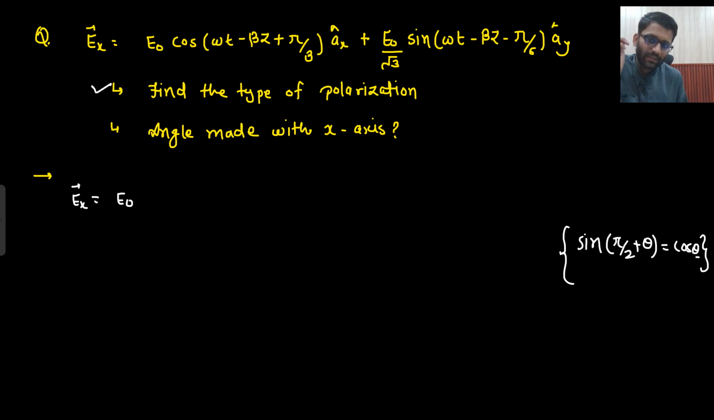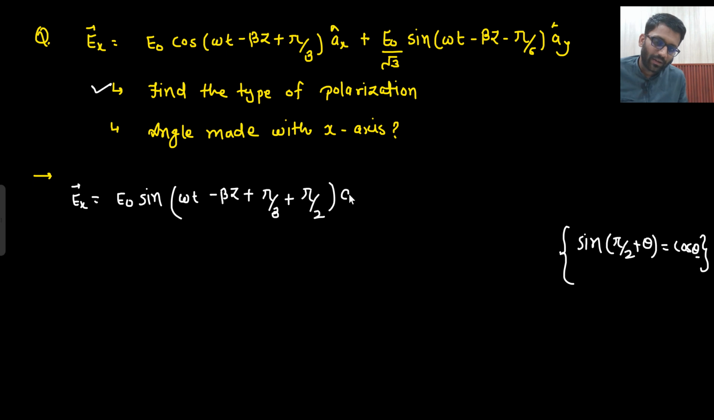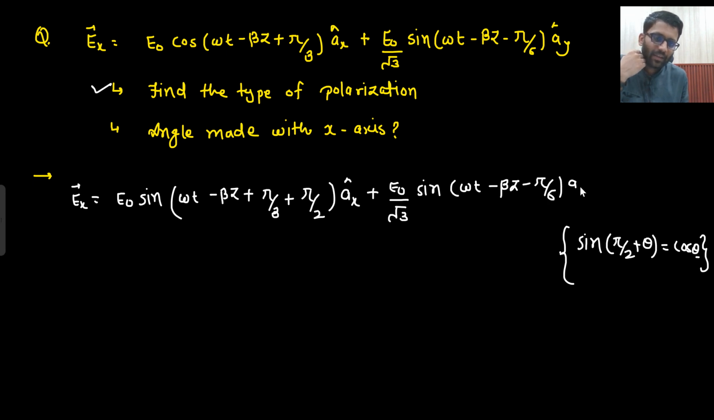E naught as it is. Cos theta. If this is your theta, and I need to convert it into sine, what I need to do is write sine and add angle pi by 2 in this one. So what will I get? Omega t minus beta z plus pi by 3 plus pi by 2. Another pi by 2 I need to add, Ax cap, and this sign will remain as it is. So E naught by root 3 sine of omega t minus beta z minus pi by 6, Ay cap.